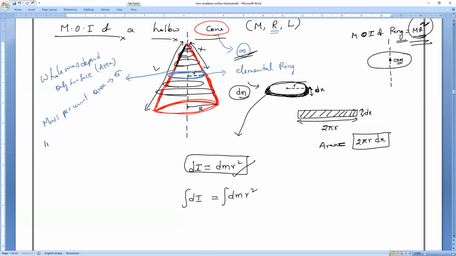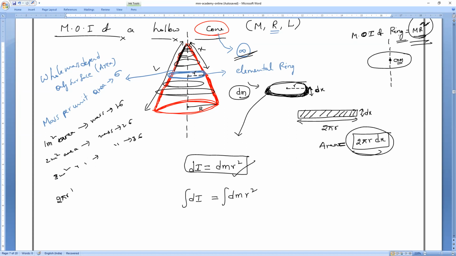So we all know 1 square meter area. What is the mass of 1 square meter area? 1 sigma. The mass of 2 square meter area? 2 sigma. The mass of 3 square meter area? 3 sigma. Like that, what is the mass of 2 pi r dx area? It is 2 pi r dx into sigma.